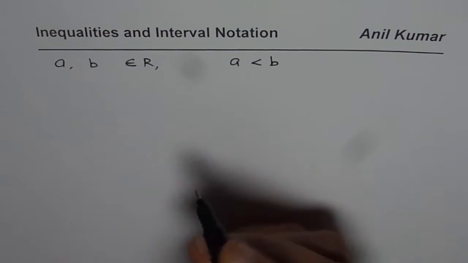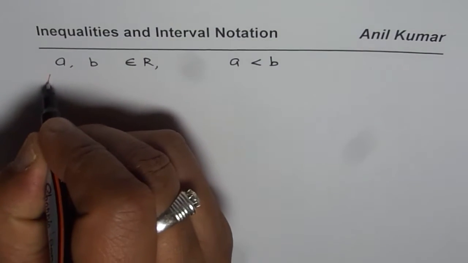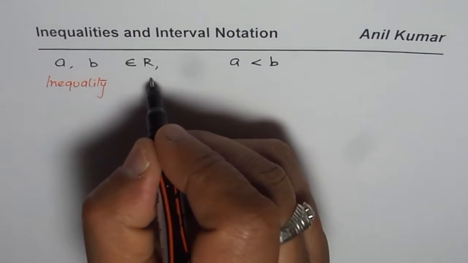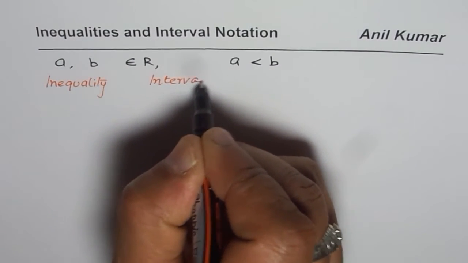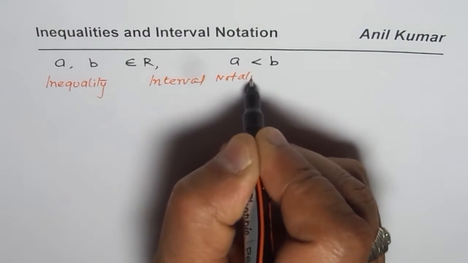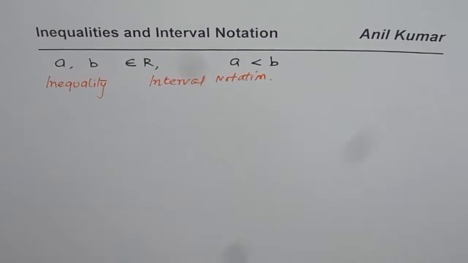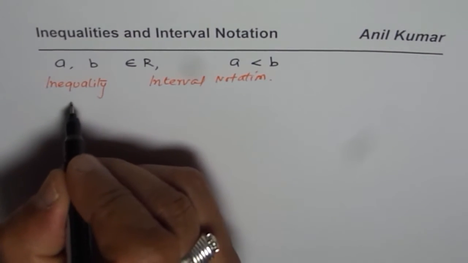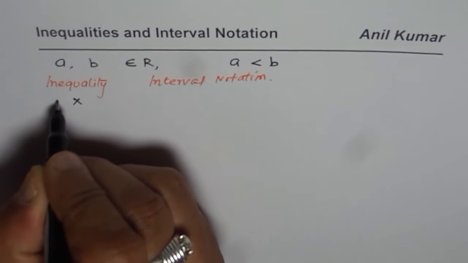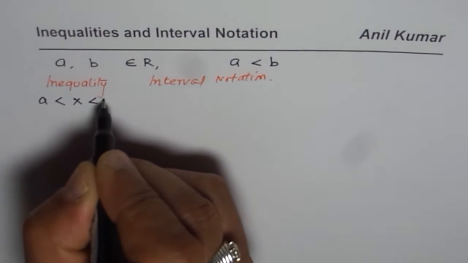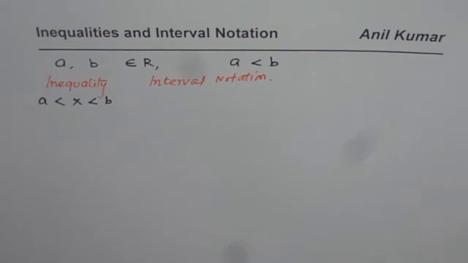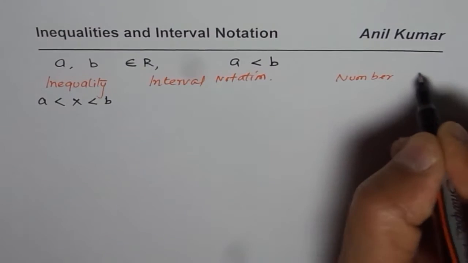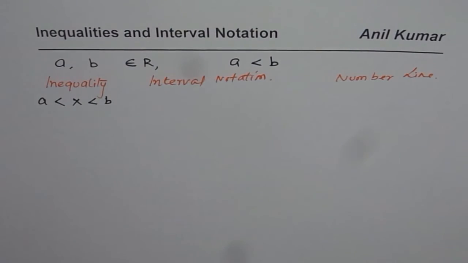So let me make two columns here. The first one is for the inequality, and the second one for interval notation. Okay. Now, if we have an inequality like any real number x which is greater than a and less than b, that really means that on a number line, let me add a number line also here. So let's draw a number line.